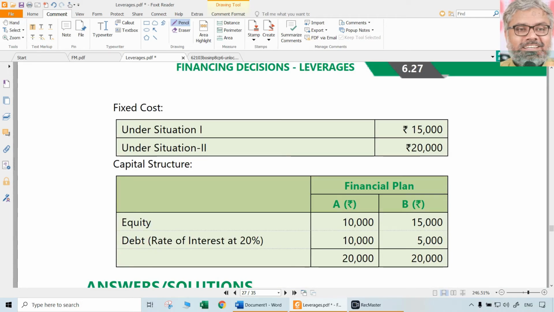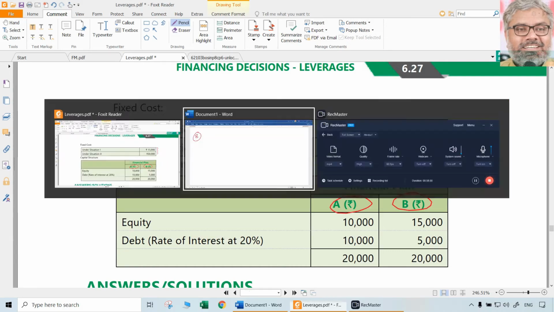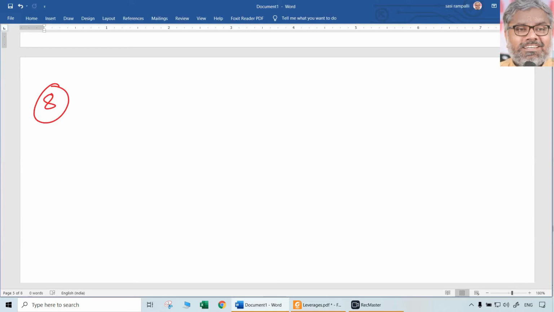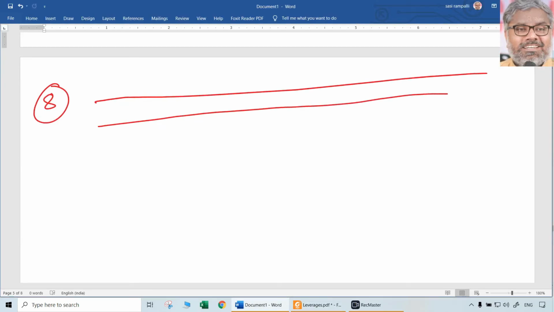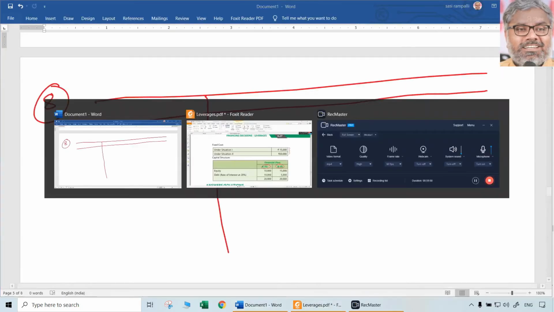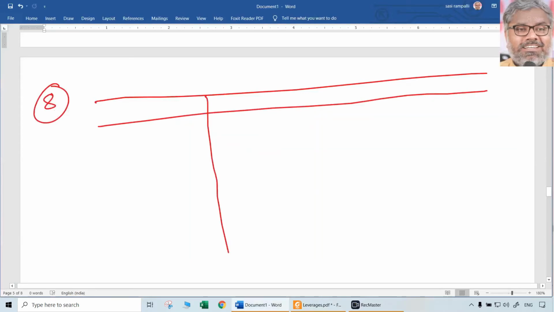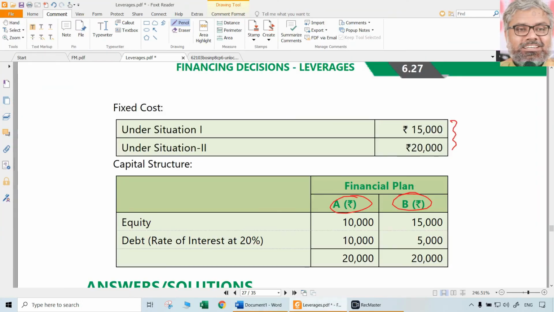Anyway, fixed cost is there in different situations. Capital structure is there in different situations. So naturally, the final answers also will be different. So totally how many situations are there, that we have to be clear about. We have 4 different multiple combinations. What are the 4 combinations? First thing first, situation 1, financial plan A.